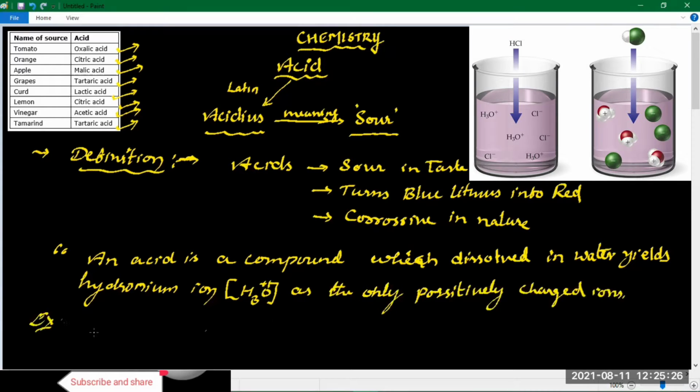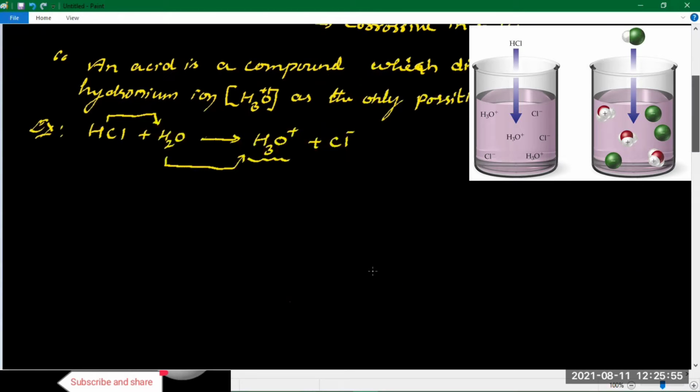Let me take one substance. That substance initially does not act as an acid. Unless it combines with water, it does not act as an acid. When it combines with water, the solution releases H3O plus and Cl minus ions. So any substance, when it dissolves in water, if it gives us the positively charged hydronium ion, that is what we call an acid. So keep it in your mind. This is the definition for the acid.